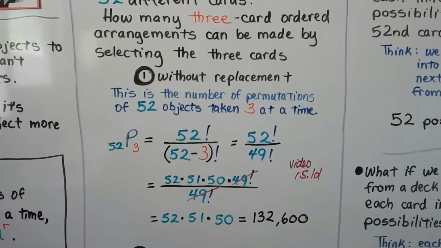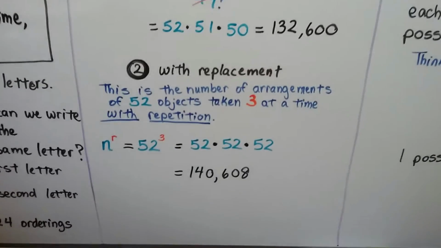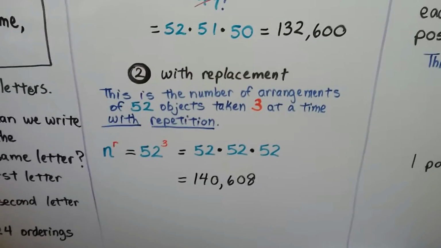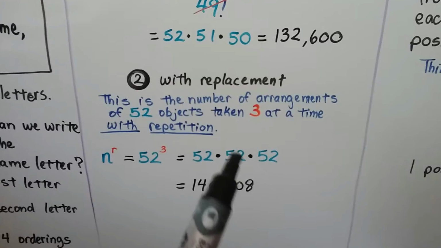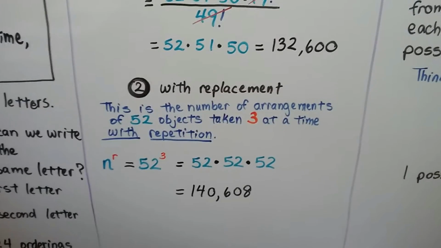Now that's without replacement. If we want to do it with replacement, this is the number of arrangements of 52 objects taken 3 at a time with repetition. So we have 52 to the 3rd power. We have 52 times 52 times 52. That gives us 140,608.